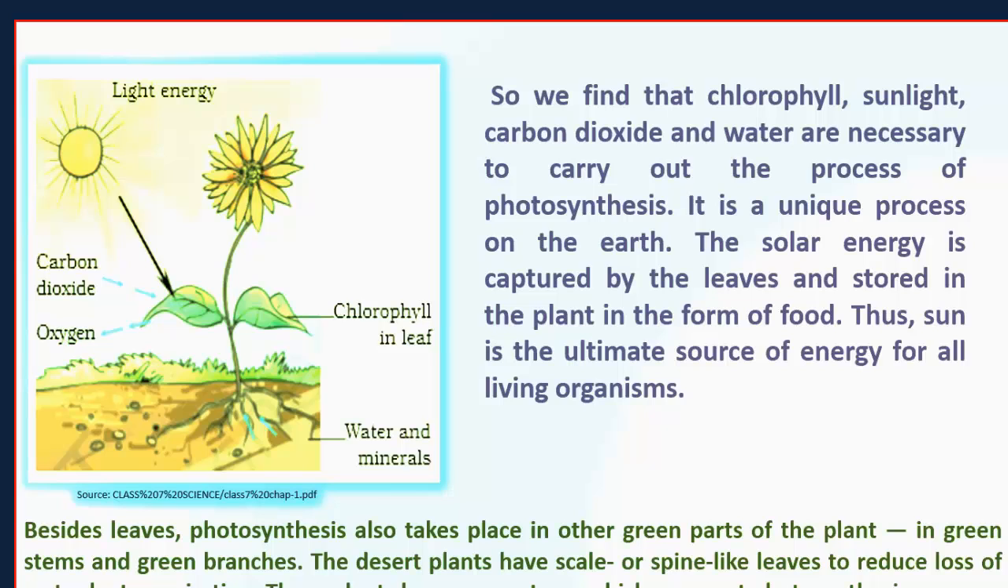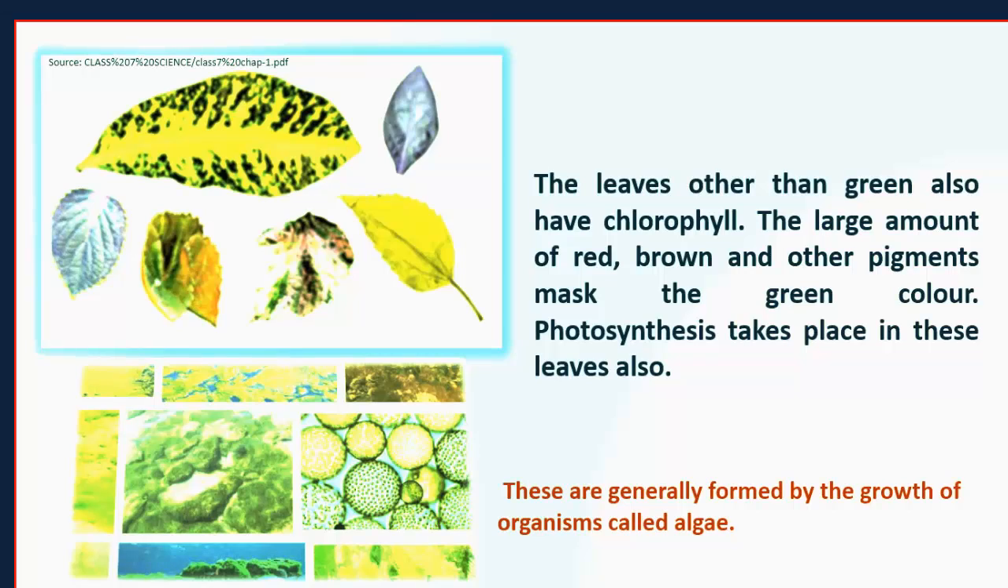Besides leaves, photosynthesis also takes place in other green parts of the plant, which may be green branches, the stem, and other parts. The desert plants have scale or spine-like leaves to reduce loss of water by transpiration. These plants have a green stem which carries out photosynthesis.